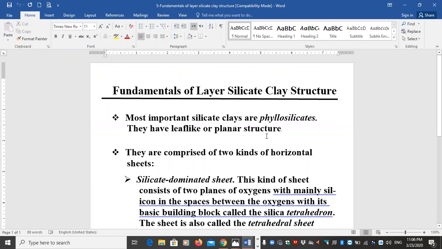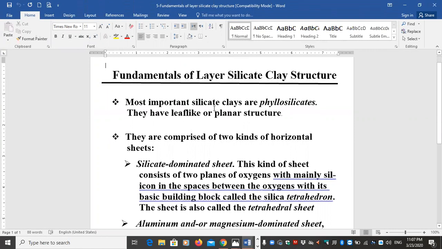Okay, today we will start our first online lecture. We'll continue talking about the silicate clay minerals from where we stopped last time. Fundamentals of layer silicate clay structures.